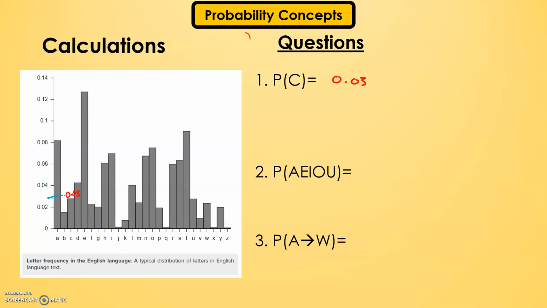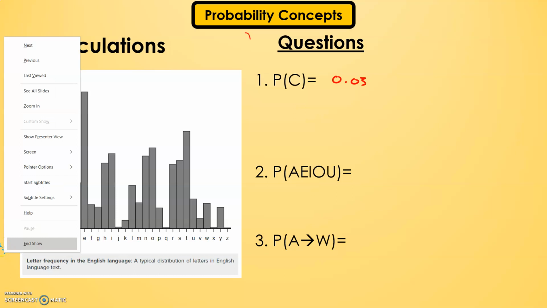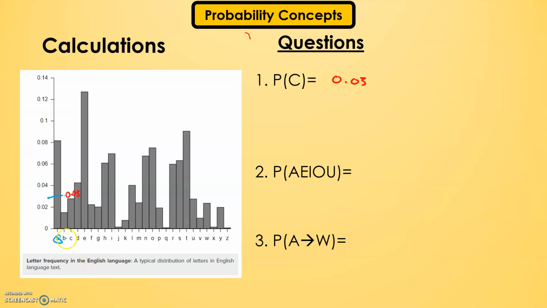The second question we're looking at is slightly different: we're looking at all the vowels. So that is A, E, I, O, and U. If we quickly look at their probabilities and then add those together, that is equal to a probability of 0.39.